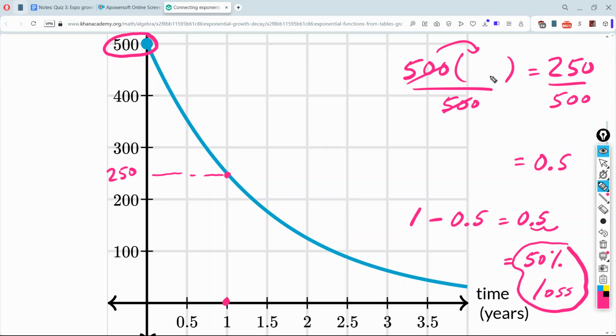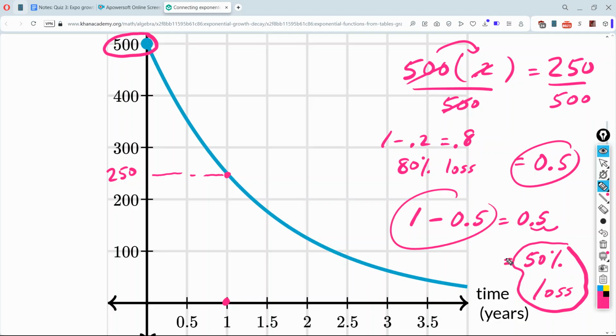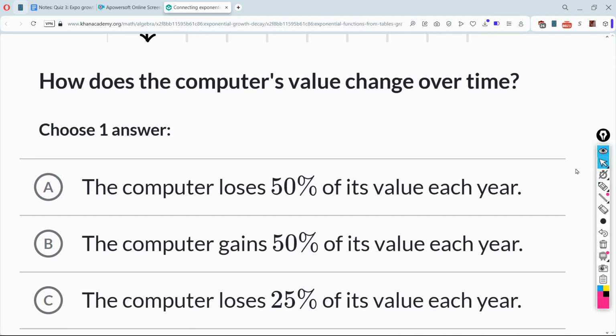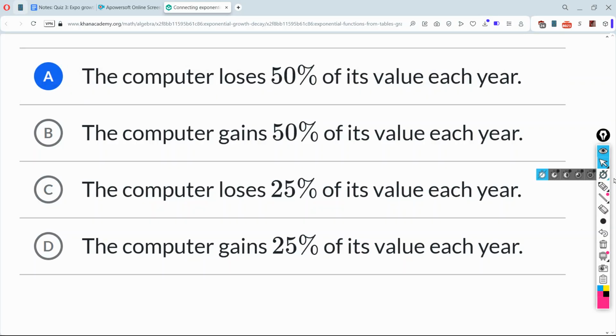Okay, just for hypothetical, let's say this was 0.2. Okay, and we did 1 minus 0.2 and we got 0.8. That would have been an 80% loss. Okay, but here we didn't multiply by 0.2, we multiplied it by 0.5. And I did 1 minus 0.5 to solve for the percentage lost. Just like I would have done 1 minus 0.2 if the number was 0.2. All right, so whatever you get here, just subtract it from 1 to find out the loss. All right, and that is clearly a 50% loss, which is answer A.